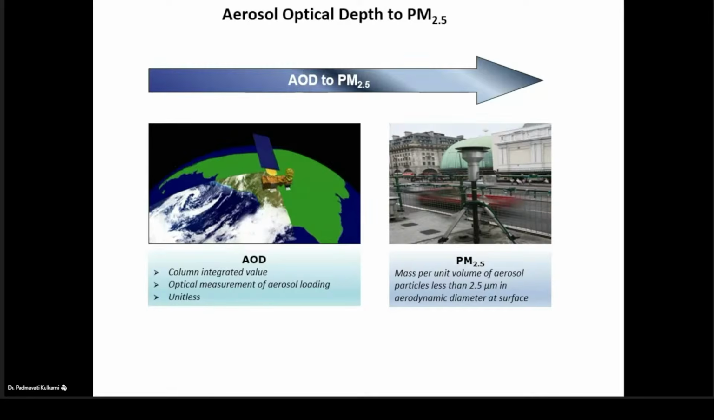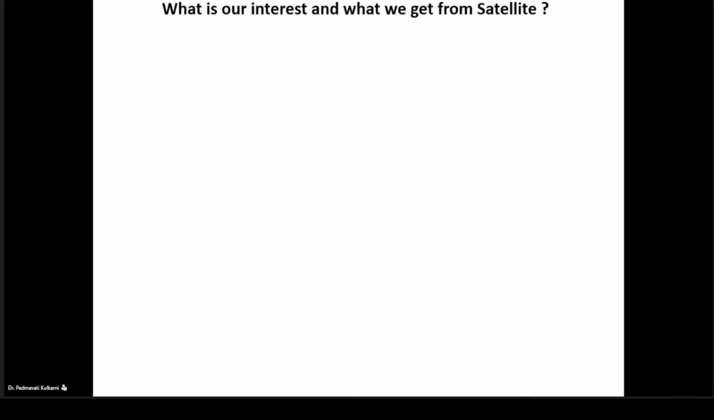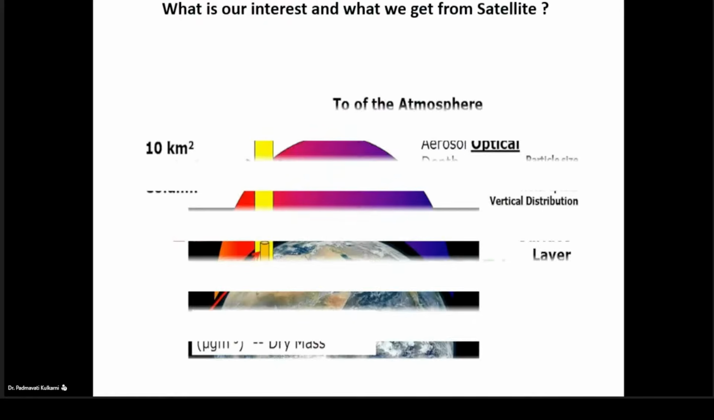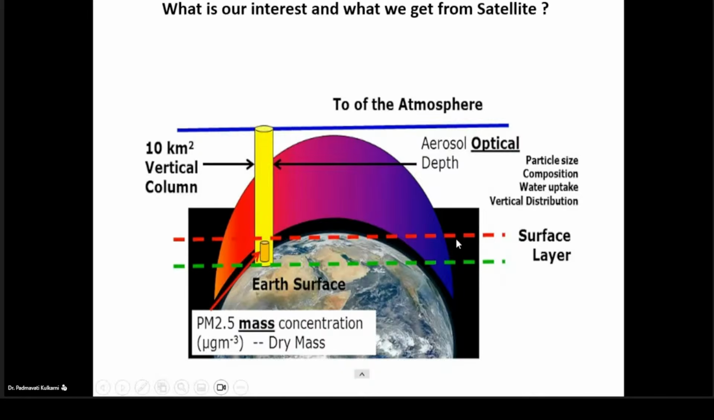One more figure will give you a clearer understanding of what our interest is and what we are getting from the satellite. You can see the atmosphere, and this is the top of the atmosphere where the satellite is flying. The dark yellow region is what the satellite measures. It measures a 10 kilometer square vertical column, but what we are interested in is only this much, which is at the Earth's surface. That is the PM 2.5, the mass concentration, whereas this is the total columnar aerosols present from the surface to the top of the atmosphere. We are interested in this, so from that we need to calculate these values. Here is the challenge, and where the researcher's expertise lies.